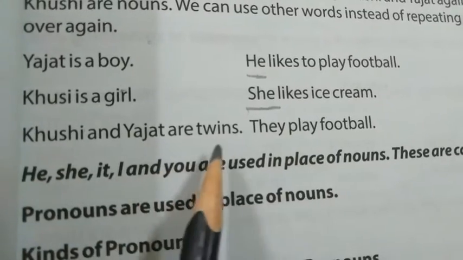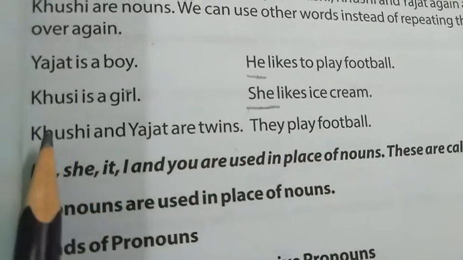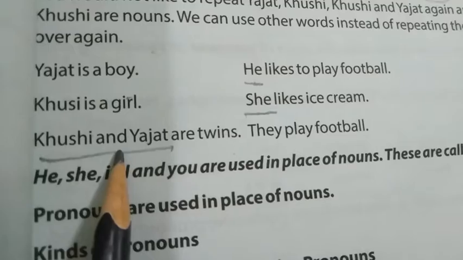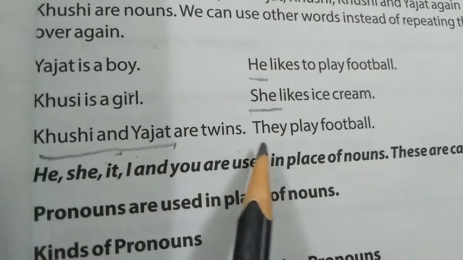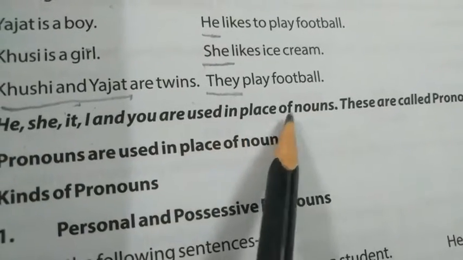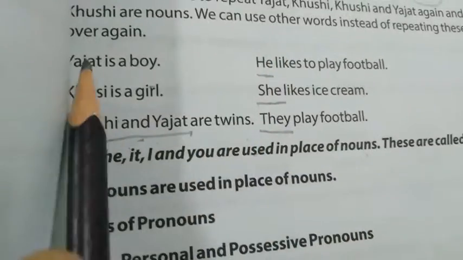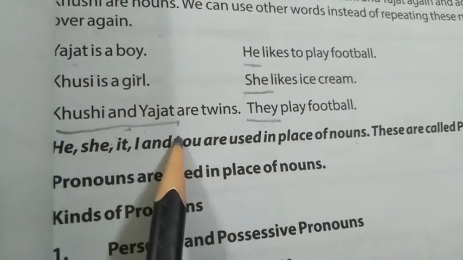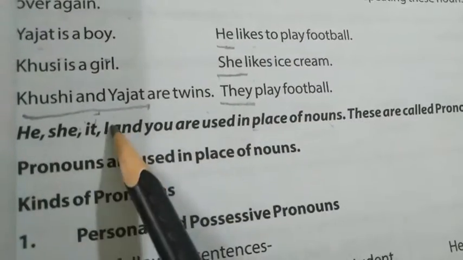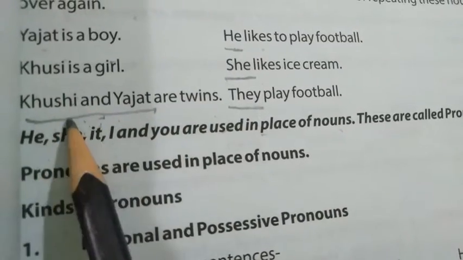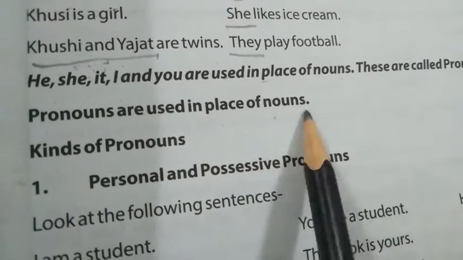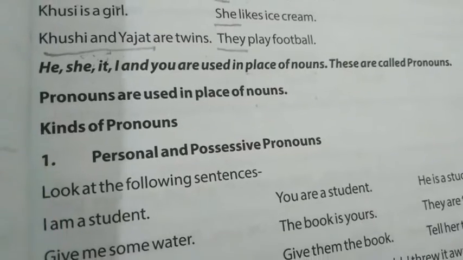Then Khushi and Yajat are twins. They play football. Now Khushi and Yajat, these are two persons here. So whenever we speak about more than one noun or one person, we use they. Okay, now here he, she and they are used in place of nouns, as we have read here. All these are nouns: Yajat, Khushi. These are the naming words. So we have used he, she and they in place of these nouns, depending upon whether it is a girl or boy. Okay, these are called pronouns. Now pronouns are used in place of nouns. Okay, so I hope it is clear to you what pronouns are.